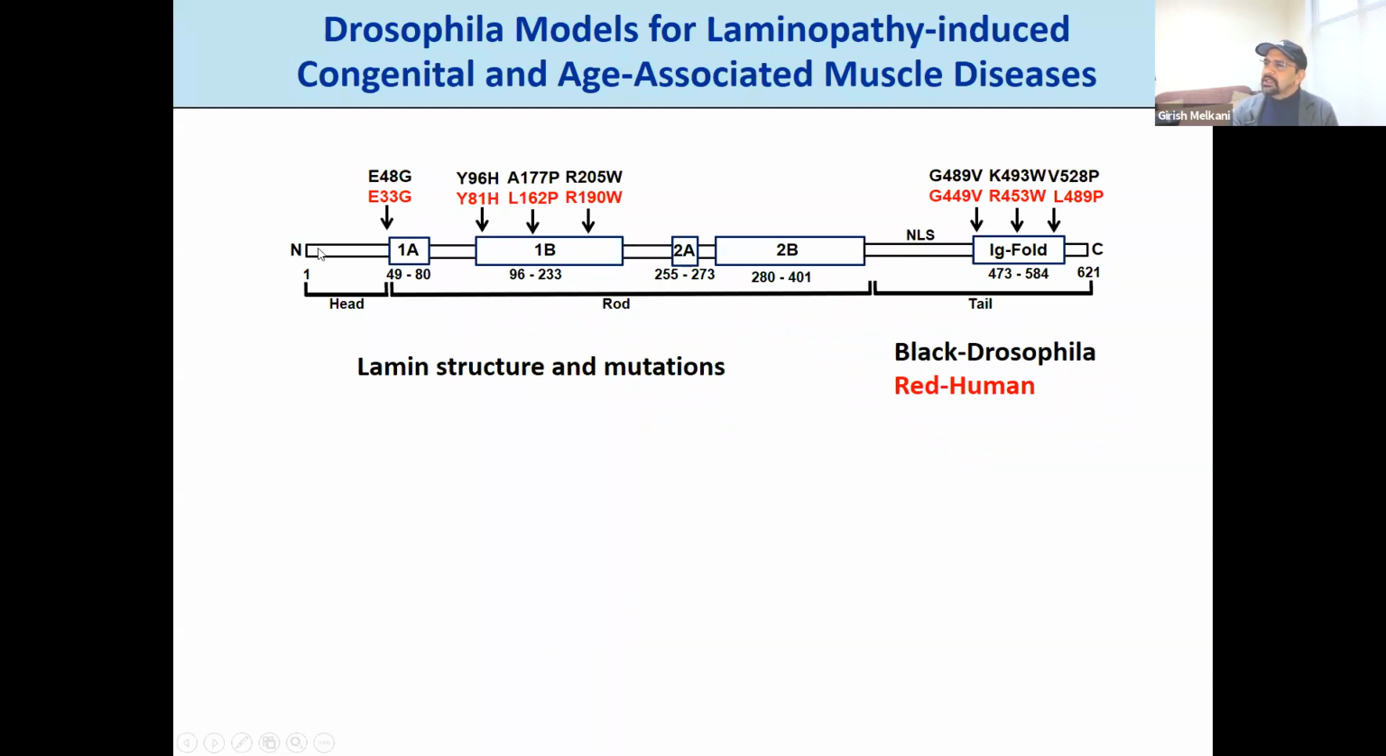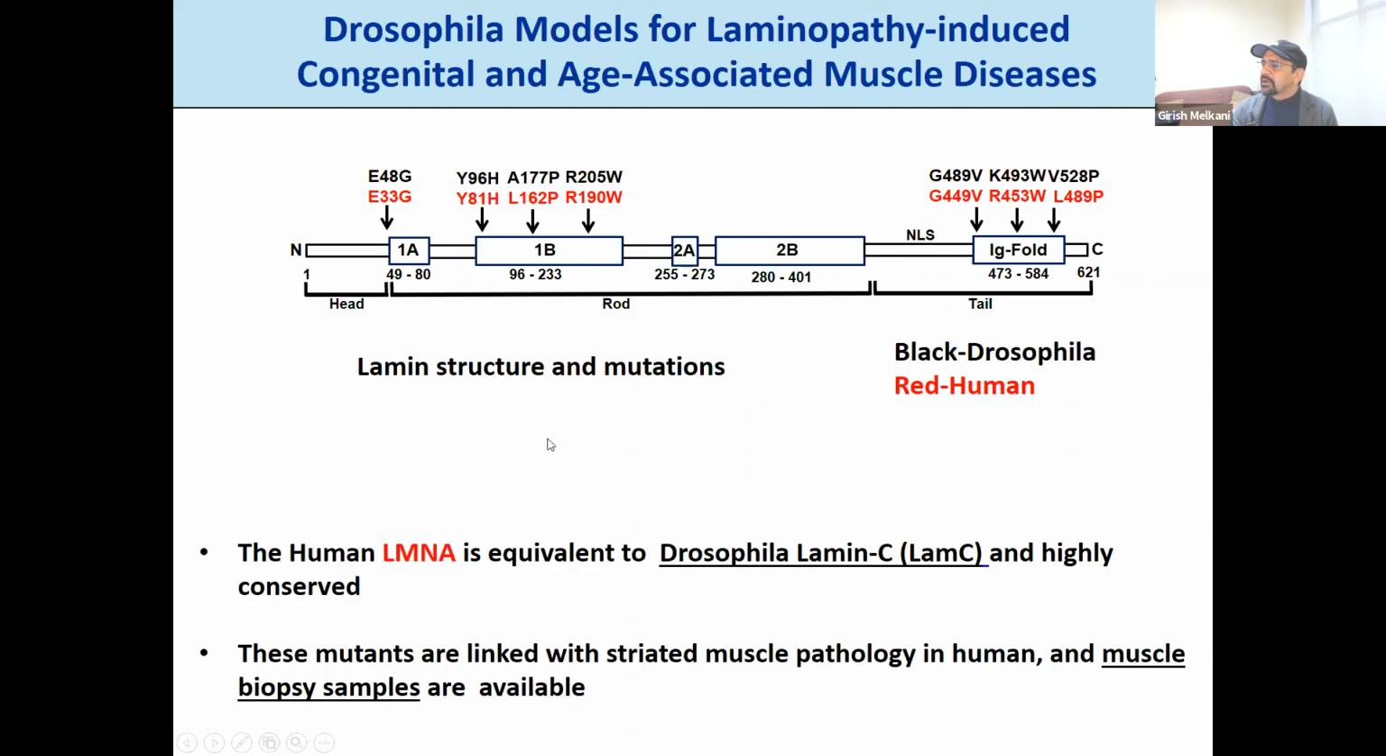So as you can see, the gene has three major domains: head, rod, and tail. And we used some mutations in the head region, a few in the rod region, and a few in the tail region. The regions we took are conserved in the fly version of lamin, called lamin C. In human, it's called LMNA. And these mutants are linked with striated muscle pathology in humans. And for some of them, muscle biopsy samples are also available.